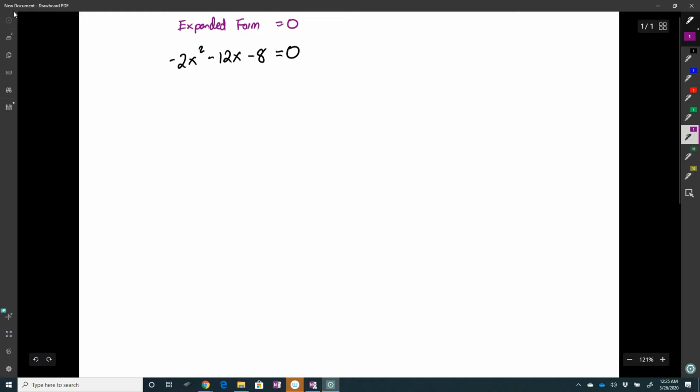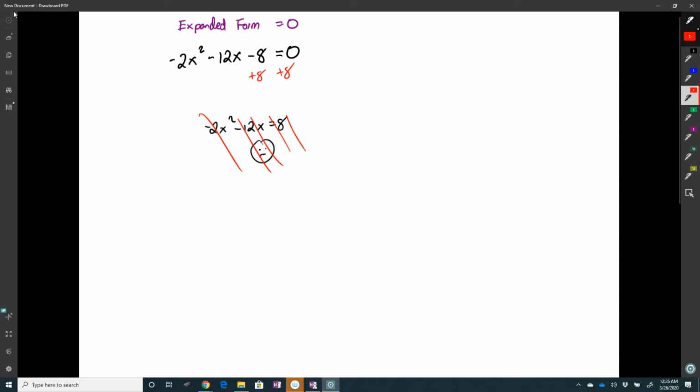If you do it this way, expanded form equals 0, the biggest mistake people make is they try to add the 8 to the other side. And they end up with negative 2x squared minus 12x equals 8. But that's bad times. Yes, it's legal, but it's not the right way you want to go. You end up running in circles. So please avoid doing that. What we're going to do instead is just try to jump straight into the quadratic formula.